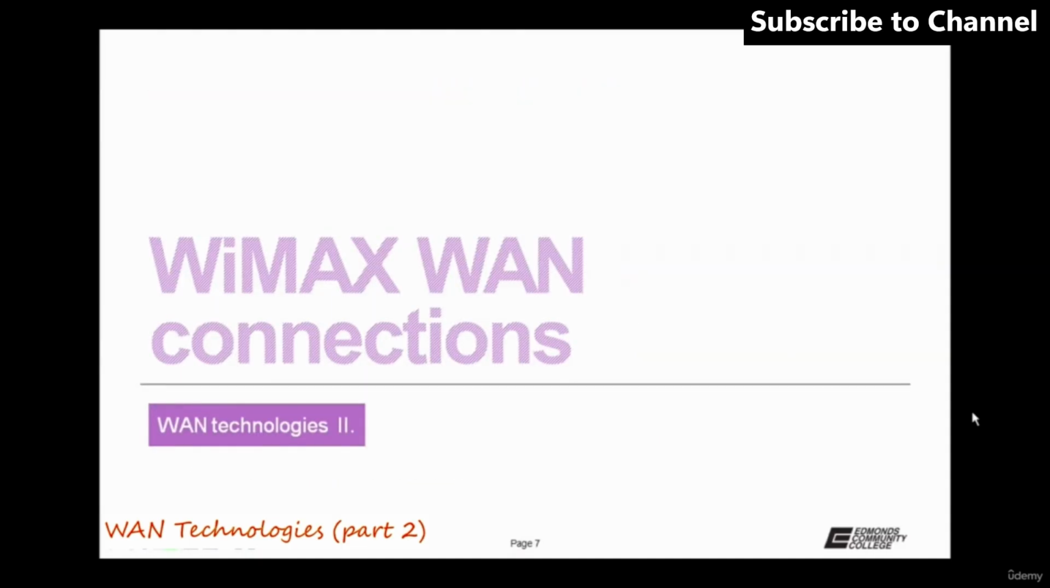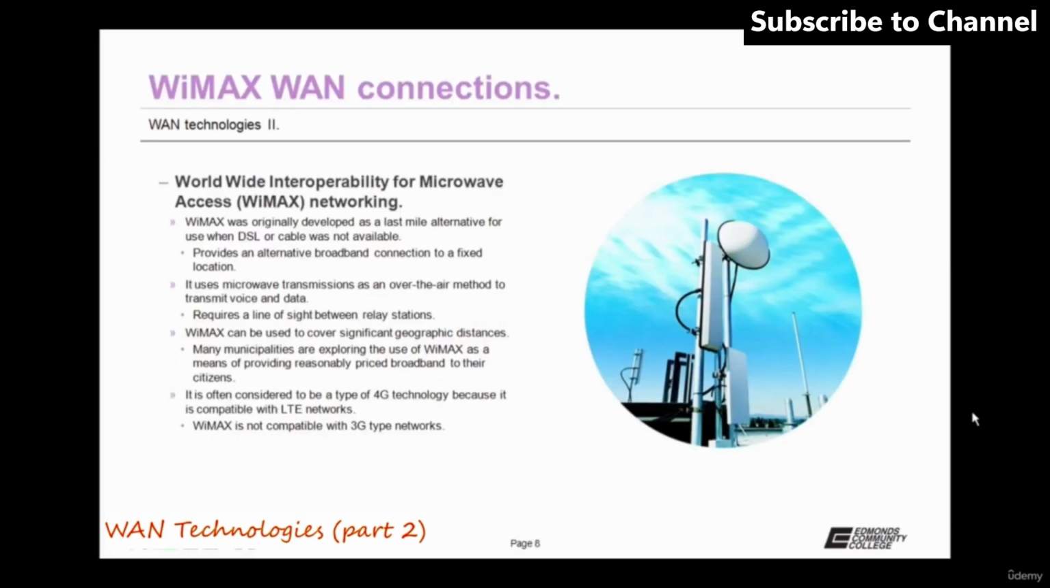Now let me introduce you to WiMAX WAN connections. WiMAX stands for Worldwide Interoperability for Microwave Access. That's a mouthful. That's why we say WiMAX. WiMAX was originally developed as a last-mile alternative to use when DSL or cable was not available. It can provide an alternative broadband connection to a fixed location. It uses microwave transmissions as an over-the-air method to transmit voice and data. It does require line of sight between relay stations.